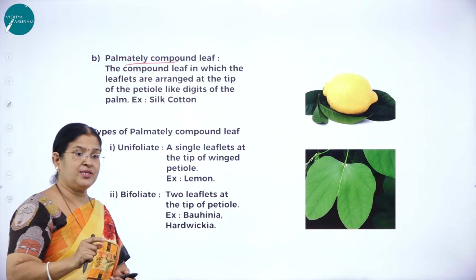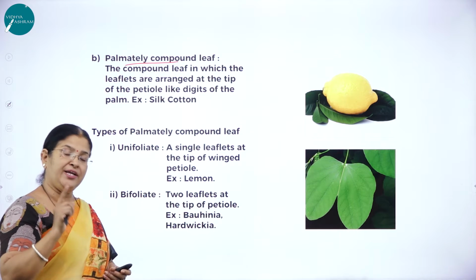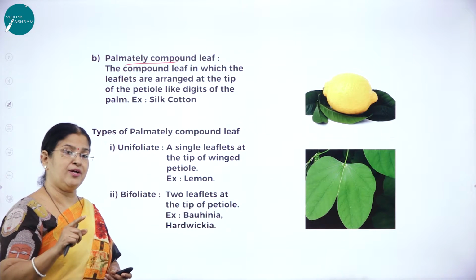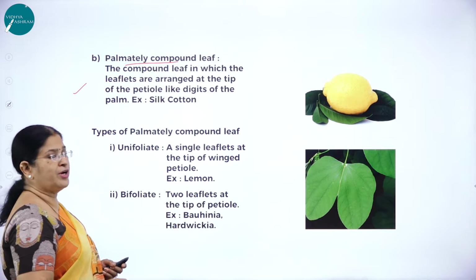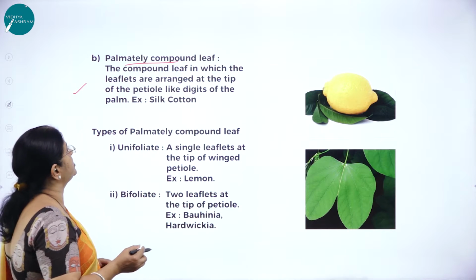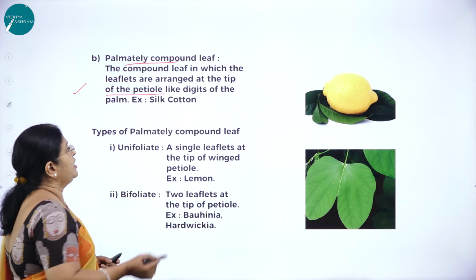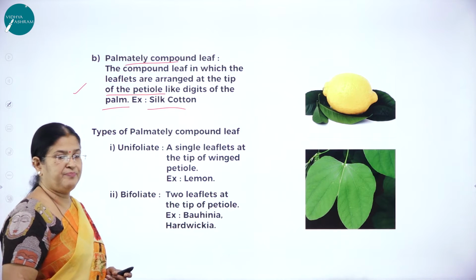So we have come across what? Two types of leaves, simple leaf and compound leaf. And in compound leaf we have come across pinnately compound. Moving on to the next type called palmately compound leaf. What do you mean by palmately compound? The compound leaf in which the leaflets are arranged at the tip of the petiole like digits of a palm. That is called silk cotton.